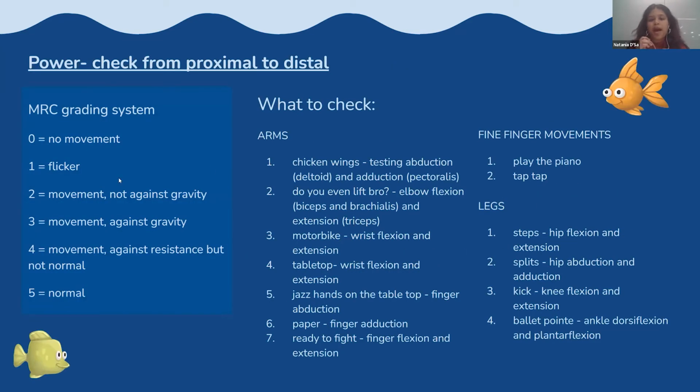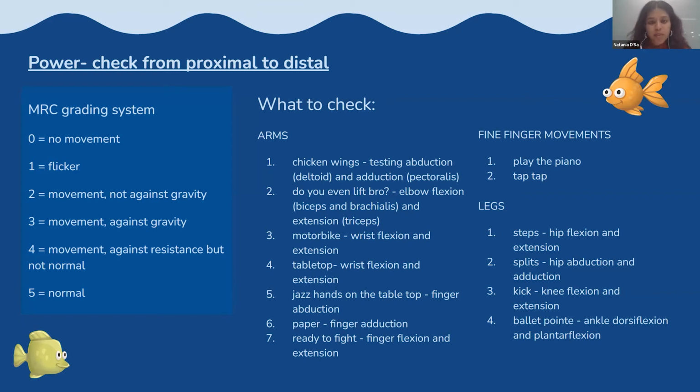Yep, so moving on to power now. When we're checking for power, we're always going to check from our proximal areas or proximal joints to our distal areas. This is the opposite in sensory, so that's something to remember as well. When you're checking sensory function, you're going to be going from distal to proximal instead.